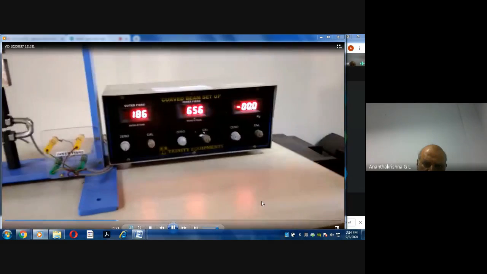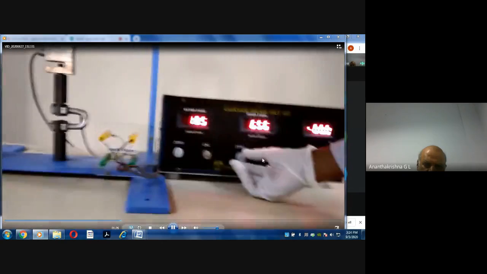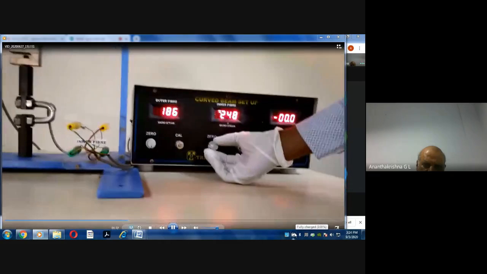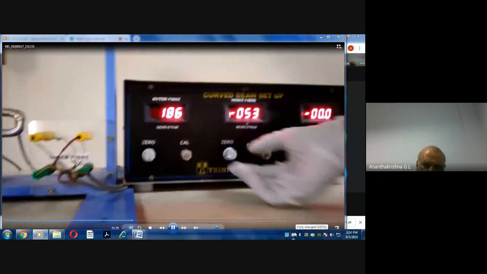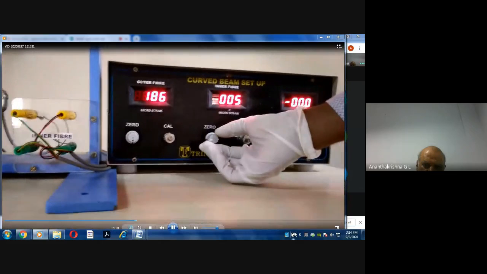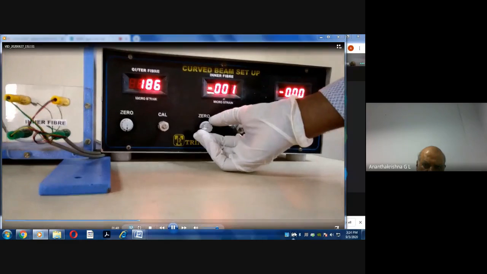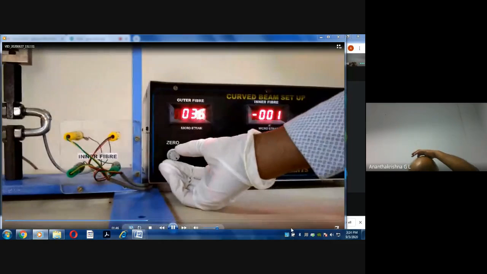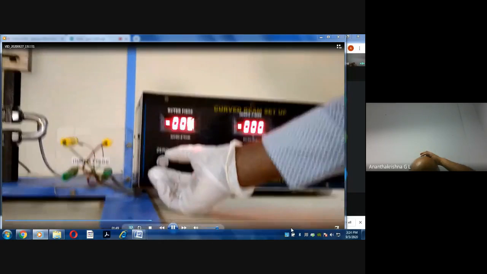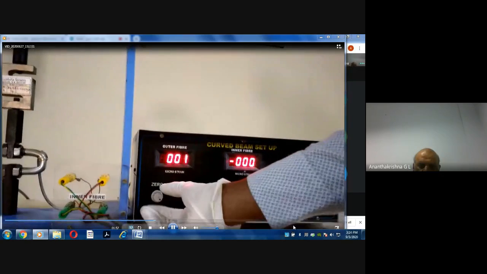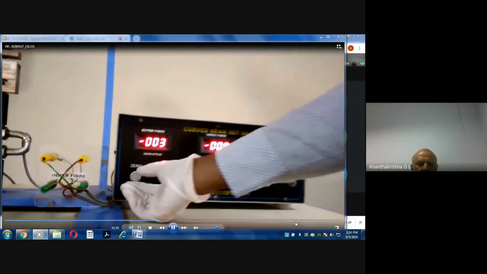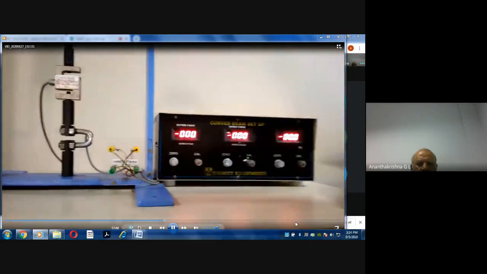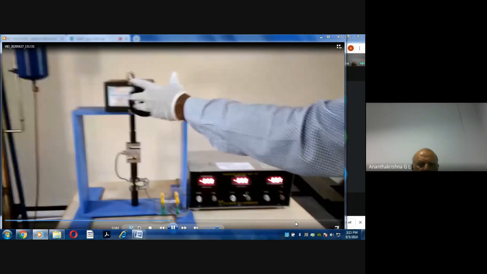Okay, now it is set to 0, 0. And now you set the strain at inner and outer fiber also to 0 by rotating the knob. Set it close to 0. Now come to outer fiber. It is now set to 0. Okay. Now slowly you start giving the load through the wheel.